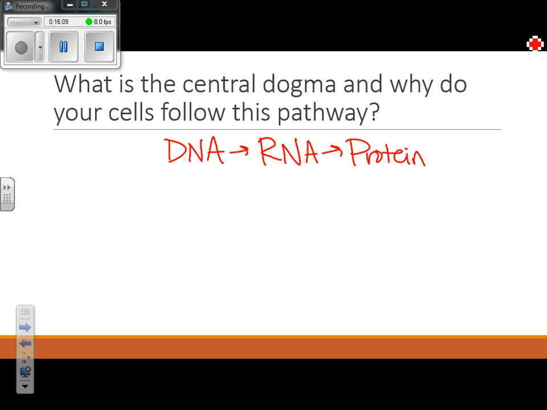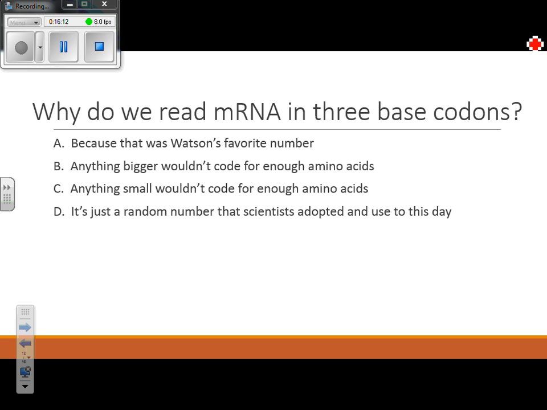All right. Okay. Next question. Why do we read mRNA in 3 base codons? Okay, so I have some options here. Because that was Watson's favorite number, anything bigger wouldn't code for enough amino acids, should say anything smaller wouldn't code for enough amino acids, or it's just a random number that scientists adopted and use to this day. I'll give you a second. Hopefully you came up with C. Anything smaller wouldn't code for enough amino acids.